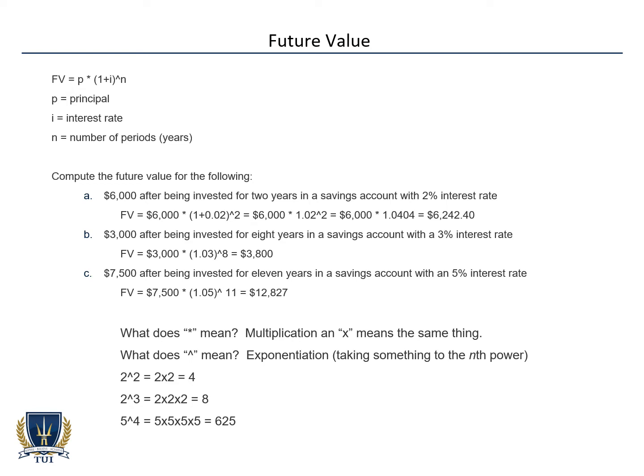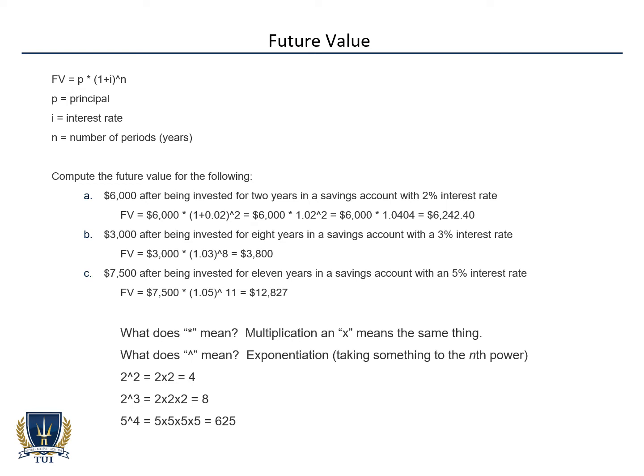So future value equals P times 1 plus I to the nth power. So 1 plus I is taken to the nth power. The result is multiplied by P, and that's your future value. P is the principal, I is the interest rate, N is the number of periods.